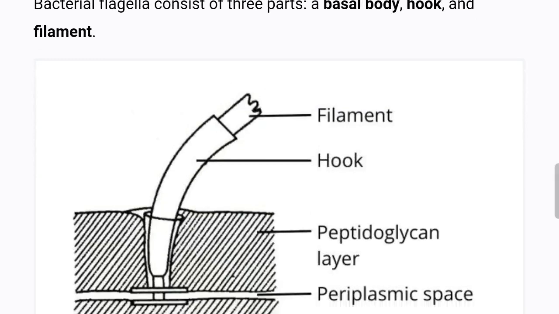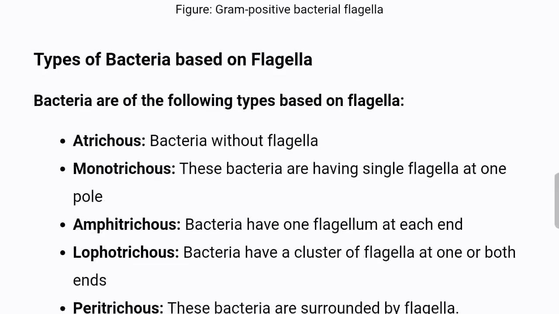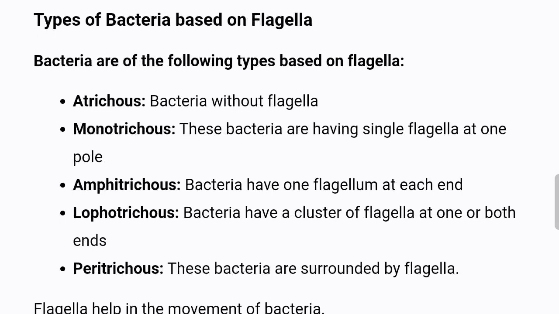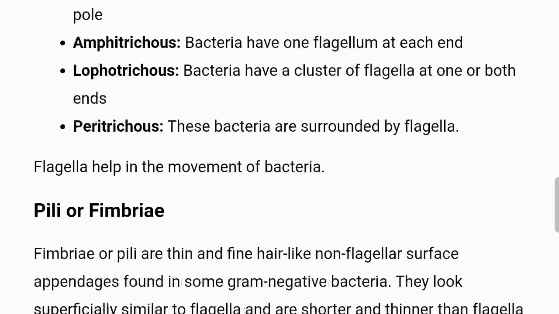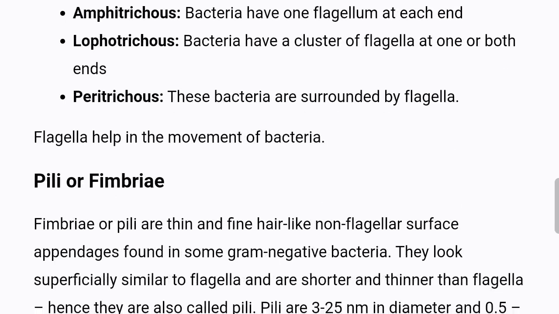Types of bacteria based on flagella. Bacteria are of the following types based on flagella. Atrichous, bacteria without flagella. Monotrichous, these bacteria have a single flagellum at one pole. Amphitrichous, bacteria have one flagellum at each end. Lophotrichous, bacteria have a cluster of flagella at one or both ends. Peritrichous, these bacteria are surrounded by flagella. Flagella help in the movement of bacteria.